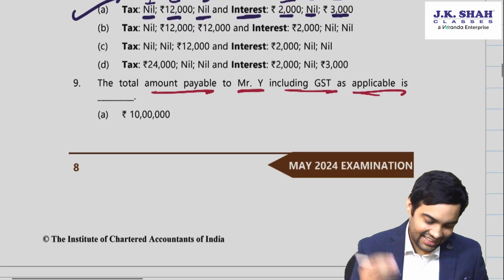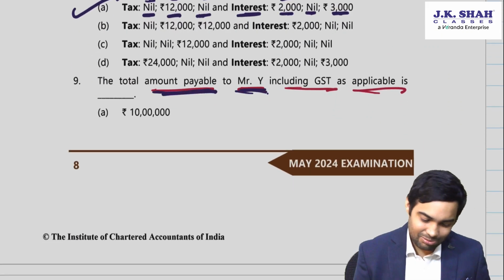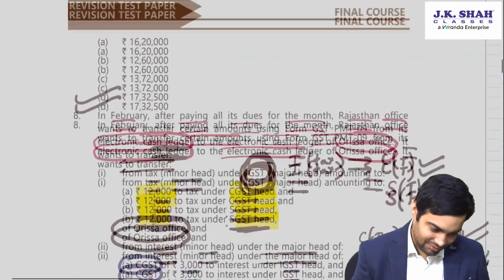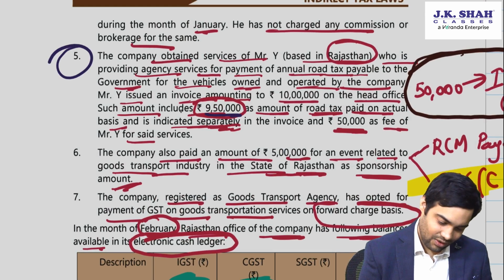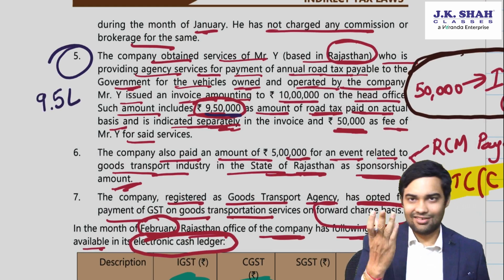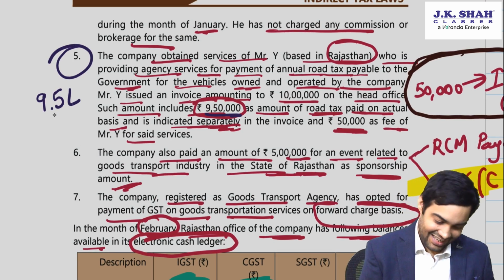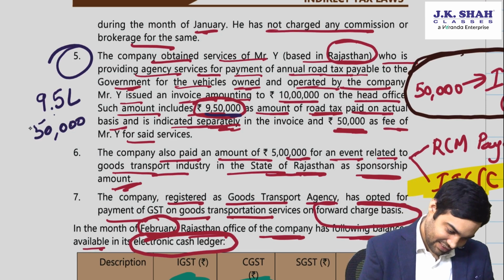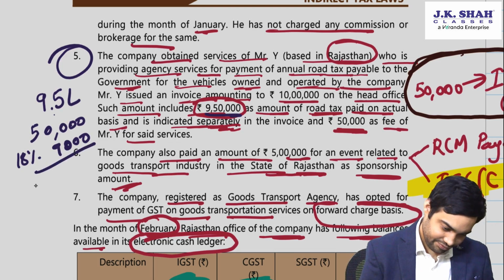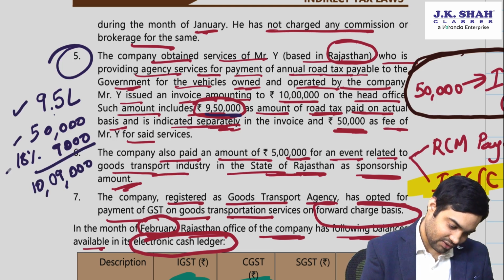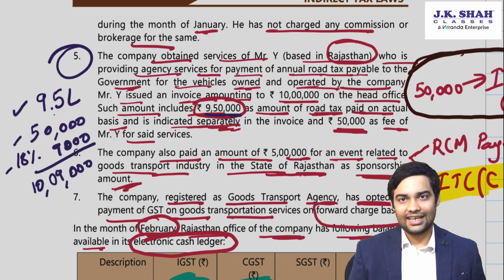Okay. Then the total amount payable to Mr. Y including GST as applicable. Mr. Y, who was Mr. Y? Mr. Y was this person who paid road tax of 9,50,000, which we missed in our computation, which I missed in my computation. 9.5 lakh plus 50,000. On that 50,000 he will charge 18% GST, which is 9,000. So the total amount payable to Mr. Y will be 10 lakh 9,000. 9.5 lakh 50,000 plus 9,000. Total comes to 10 lakh 9,000.